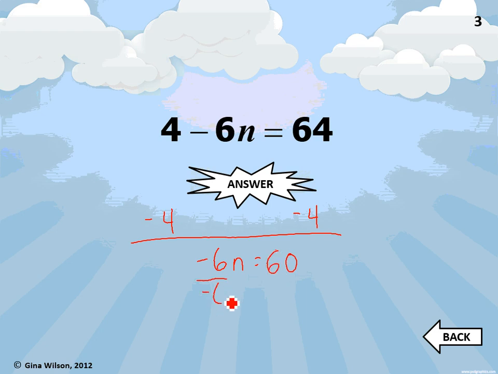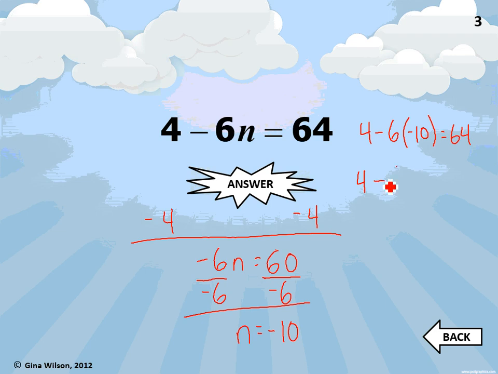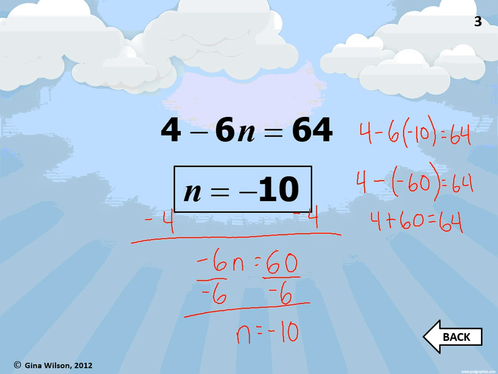We're going to now divide by negative 6. And that leaves us n, which is equal to negative 10. Plug it back in to make sure it works. 4 minus 6 times a negative 10 equals 64. We're going to do our multiplication first. So 4 minus a negative 60, which is really adding, equals 64. 4 plus 60 equals 64. So we know that n, or negative 10, is correct. All right, let's look at the next problem.